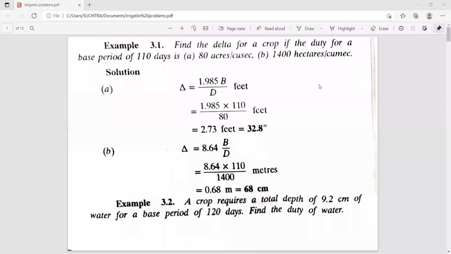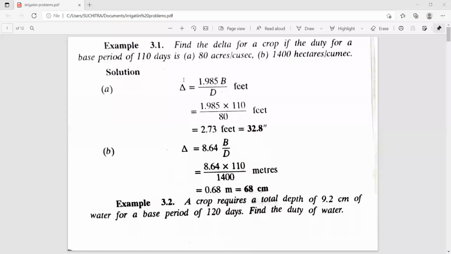So last class we discussed some numerical problems, but the screen share was not clear. Now today we shall discuss some more problems on duty and delta of irrigation water. Now here is a problem. Find the delta for a crop, if the duty for a base period of 110 days is 80 hectares per cubic. Normally the unit of duty is hectares per cubic.